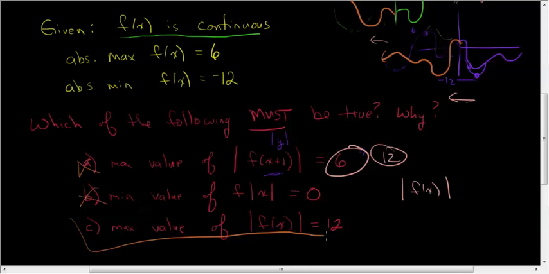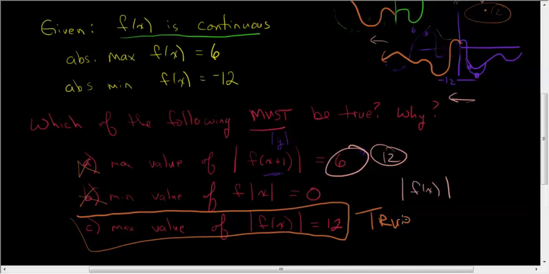What about this one? The maximum value of the absolute value of f of x. When I make the y values positive, that is going to flip up here and give a maximum value of 12. So that one is the only one that must be true.